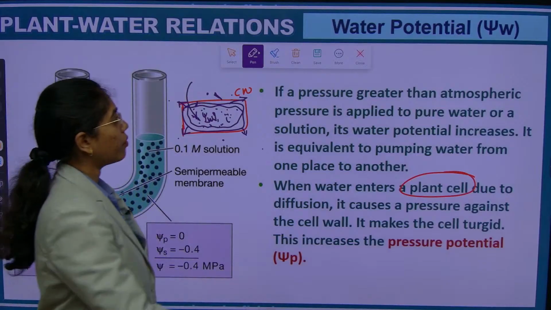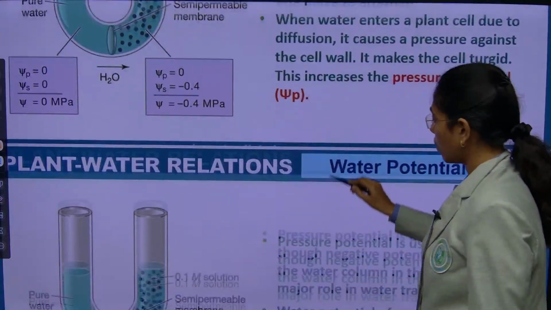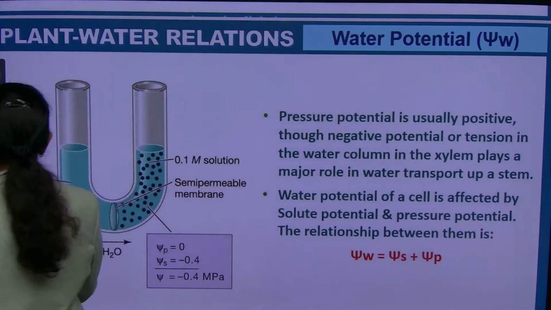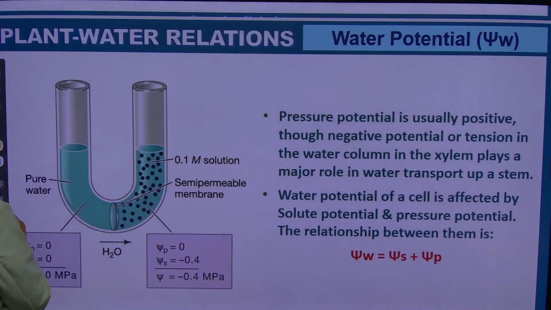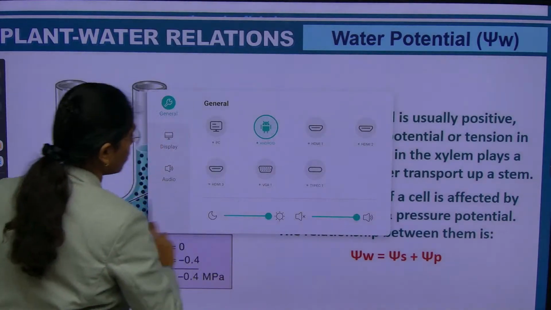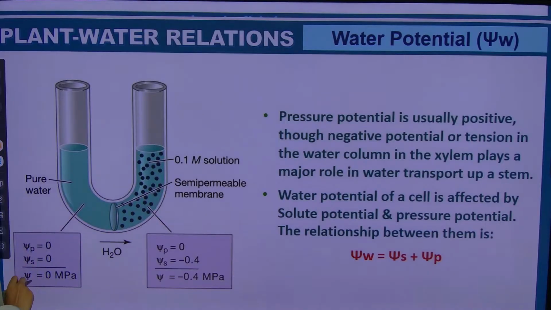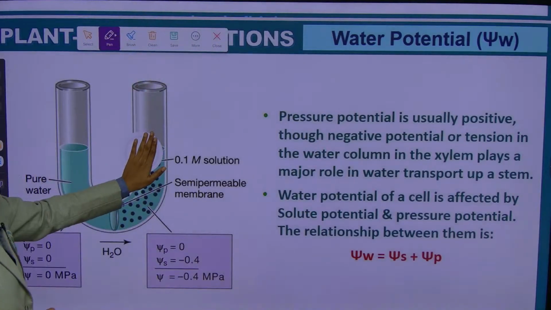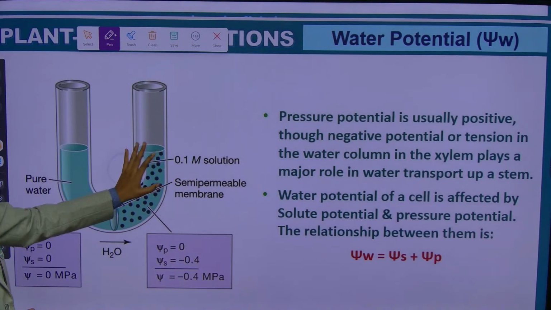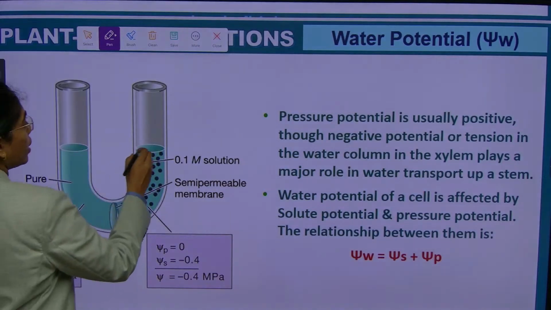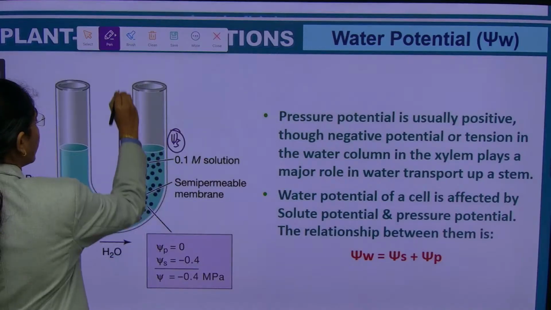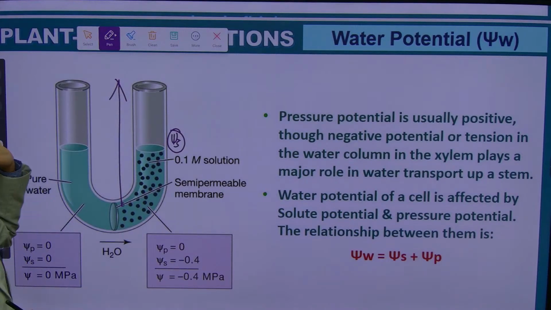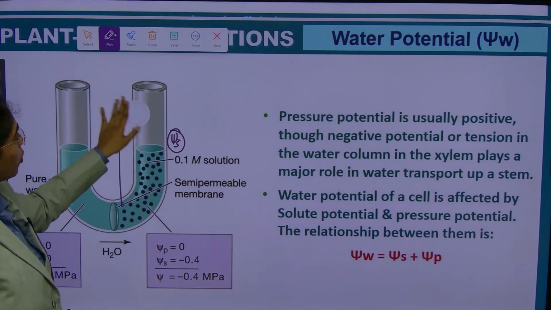Clear till here? Now, pressure potential is usually positive. Remember that. Pressure potential is usually positive, though negative potential or tension in the water column in the xylem plays a major role in the transport all across the stem. Fine, right? When there is more solute concentration, force will be driven in the xylem tissues for the movement of water to the tip of the plant. So here, how can you calculate water potential on the whole?